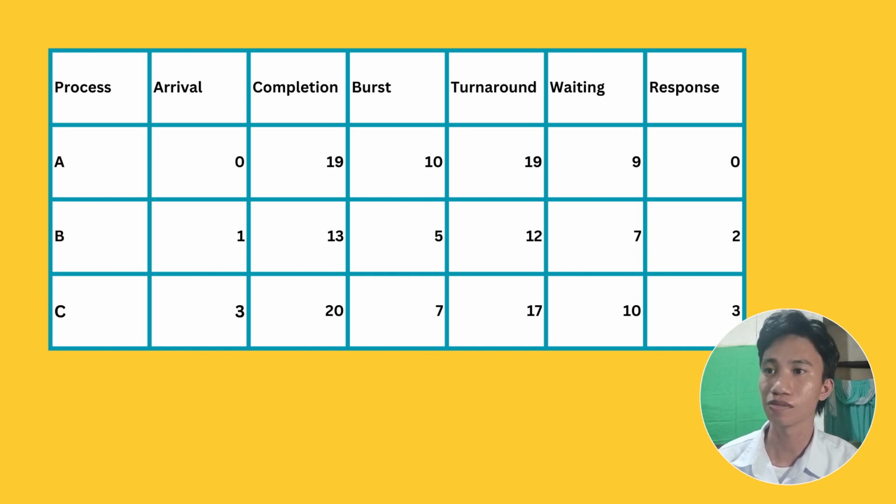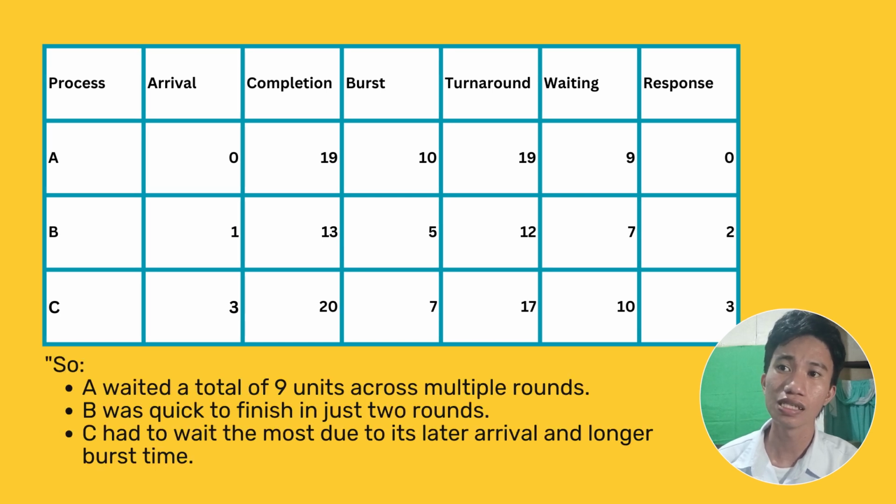Example table. Processes A, B, C. Arrival 0, 1, 2. Completion 19, 13, 20. Burst 10, 5, 7. Turnaround 19, 12, 18. Waiting 9, 7, 11. Response 0, 2, 4. So A waited a total of 9 units across multiple rounds.